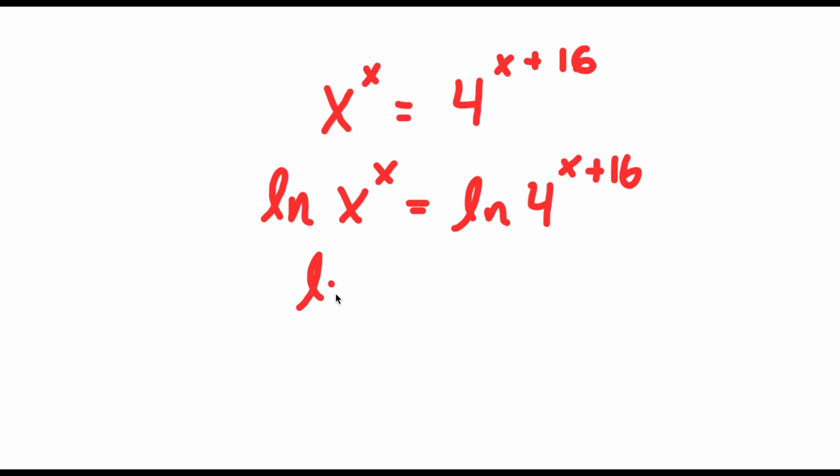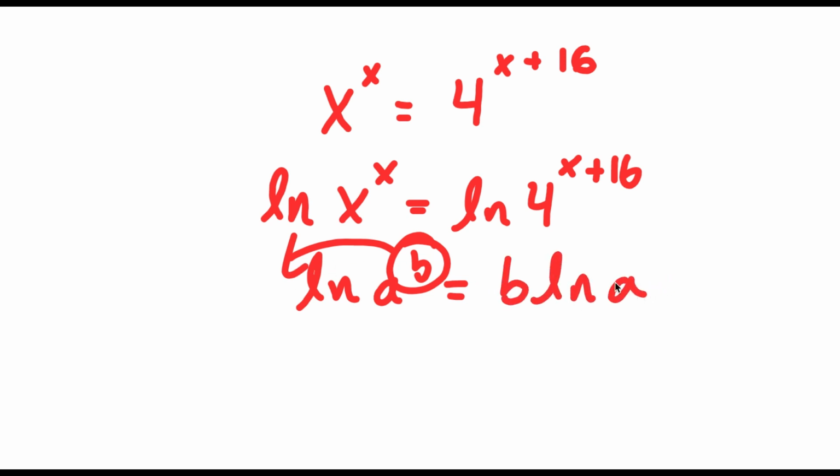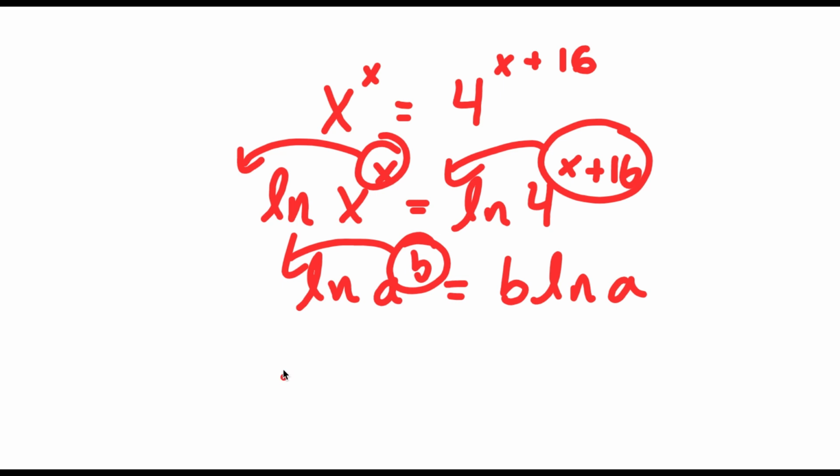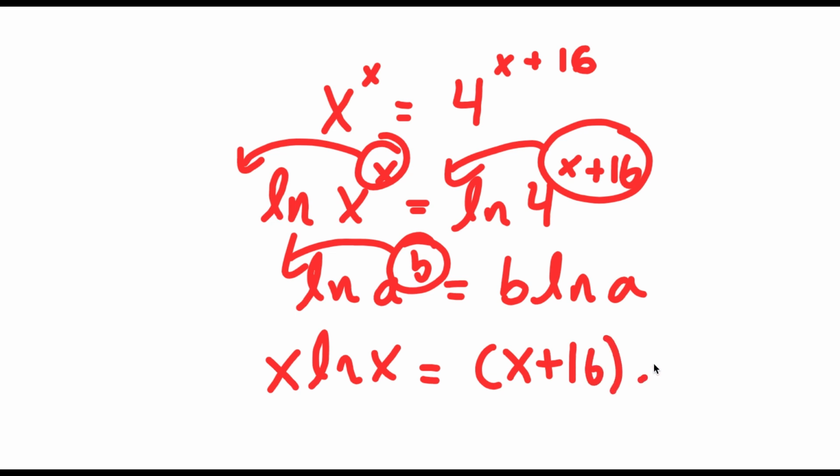Now, if I have something in the form ln a to the power of b, I can move this exponent b to the front. So now I have b times ln a. So in this case, I have ln x to the power of x, and I can move x to the front. And for here, ln 4 to the power of x plus 16, I can move x plus 16 to the front. So now I have x times ln x is equal to (x plus 16) times ln 4.